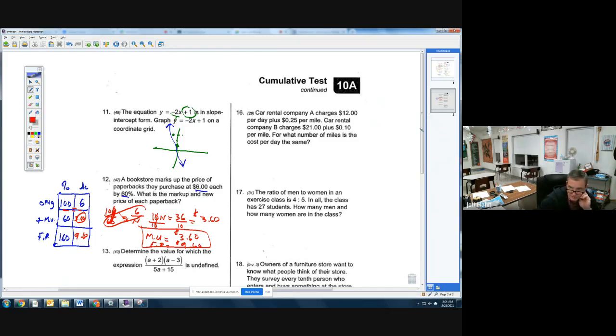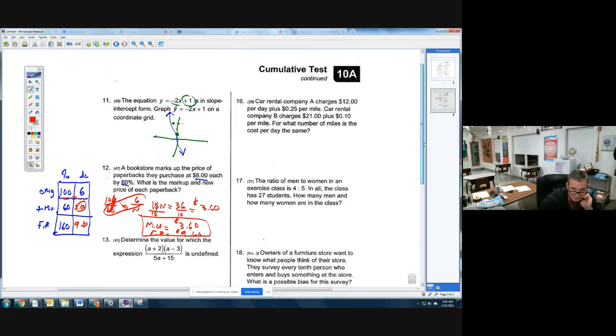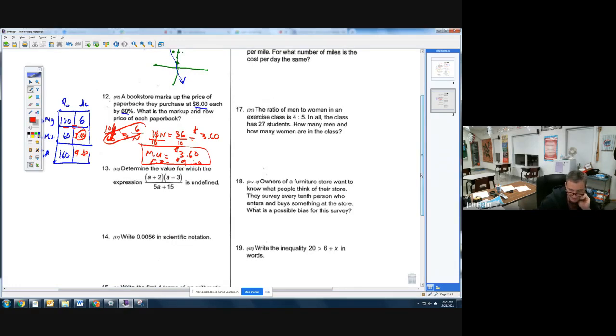Problem number 13, children, don't let this one confuse you either. Another fantastically easy problem. They are simply asking you, when is this undefined? When we talk undefined, we talk about when will you get a 0 down there? And the simplest way to figure that out is just to make an equation from that and say, when is this equal to 0? Because that's the number I cannot have.